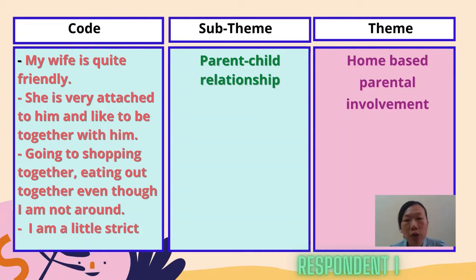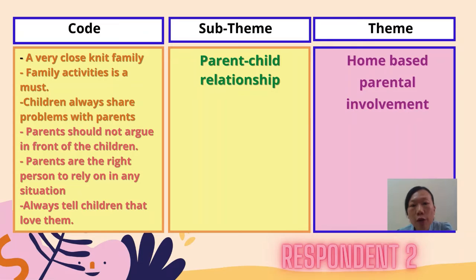The last sub-theme is parent-child relationship. The first respondent is quite strict with the son. His son is more attached to his wife. His wife is quite friendly. His wife is very attached to his son and likes to be together with him, and they always go shopping together and eating together.